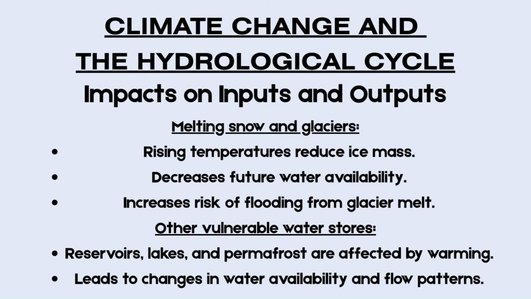Climate change is impacting key water stores like snow and glaciers, with many regions seeing a reduction in ice mass as temperatures rise. This reduces the amount of water available for future use and increases the risk of flooding as glaciers melt. Similarly, reservoirs, lakes, and permafrost are all vulnerable to warming, leading to changes in water availability and flow patterns.